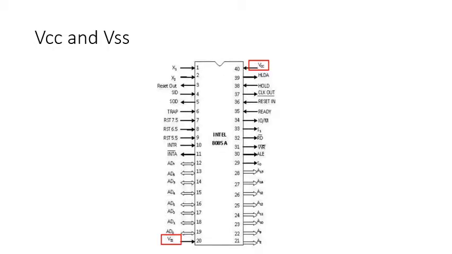The last two pins which we have to discuss are pin number 20 and pin number 40. Those pins are VSS and VCC. Positive 5 volt power supply is connected to VCC and ground signal is connected to VSS. That is, these two pins, pin number 20 and pin number 40, are ground and supply pins.